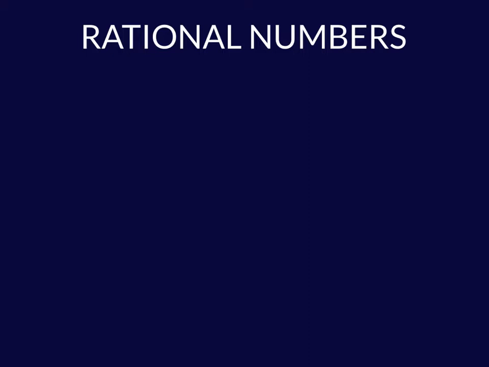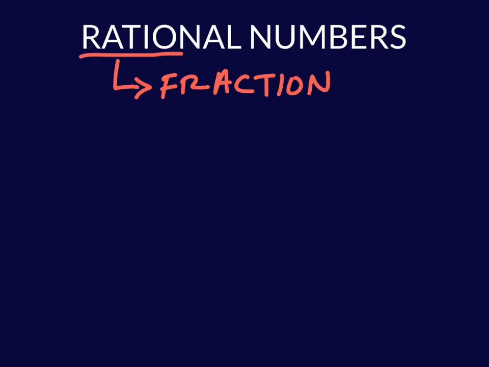So the root word in rational numbers is the word ratio, okay? And a ratio means fraction. So when we're talking about rational numbers, we're talking about fractions, but there's specific types of fractions, okay?